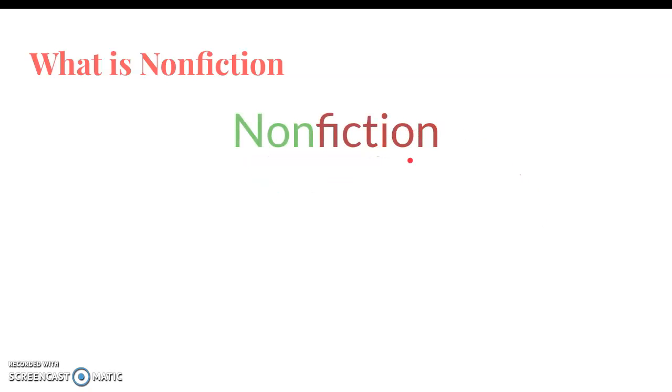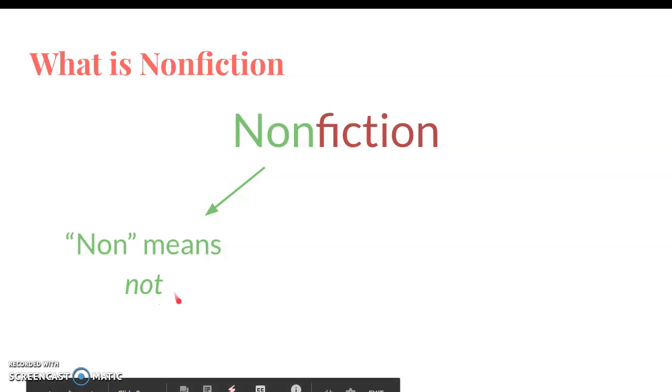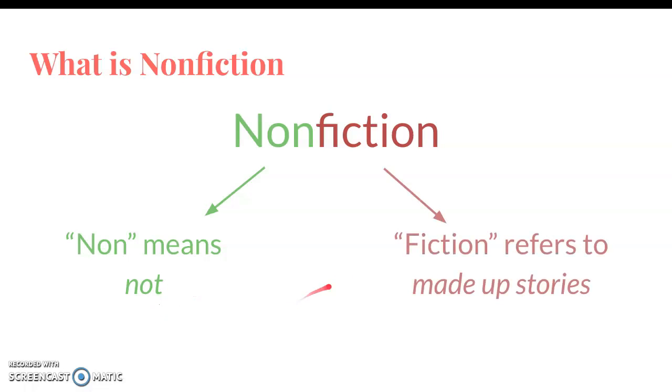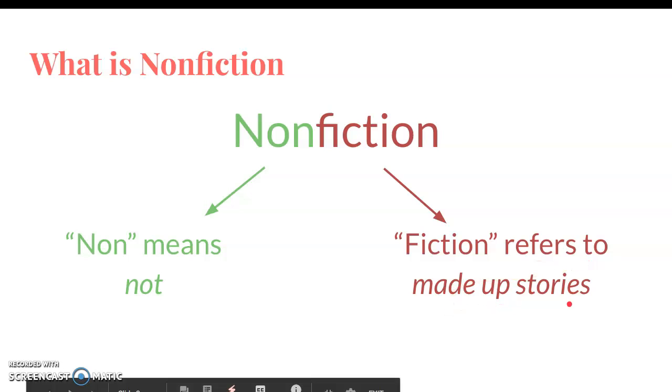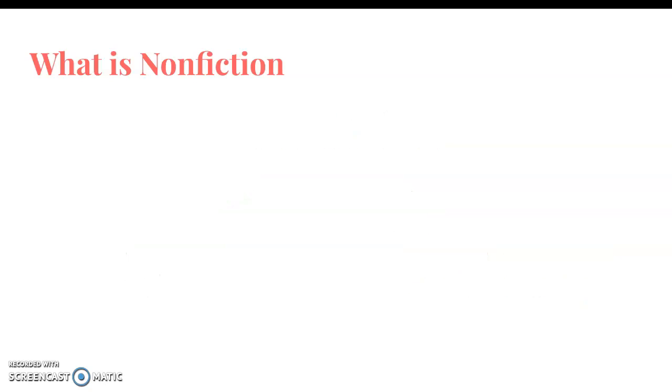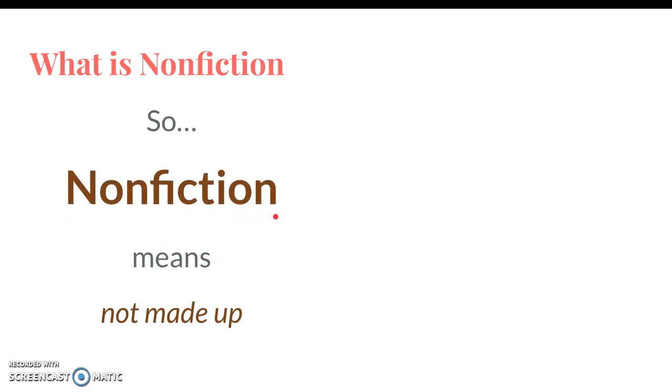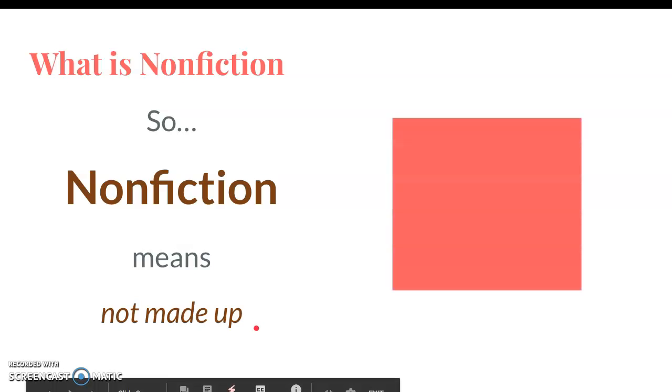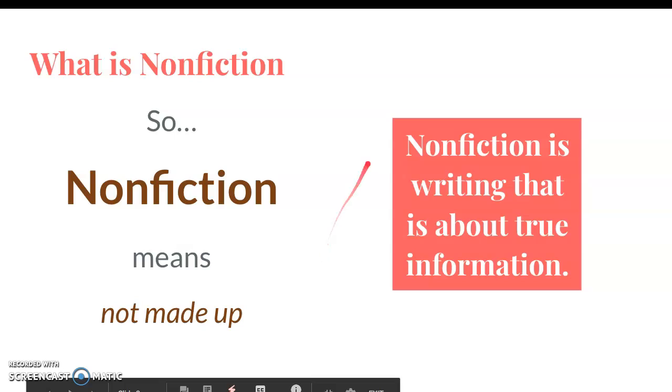Nonfiction has two parts to it. The prefix, non, and then the base word, fiction. As you know, when you put non in front of a word, it means not, and then whatever that word is. That word in this case is fiction, which refers to made-up stories. Stories like Harry Potter, Star Wars, anything that's not true is a fictional story. Put them together, and you get nonfiction, which means not made up. So basically, nonfiction writing is about true information.